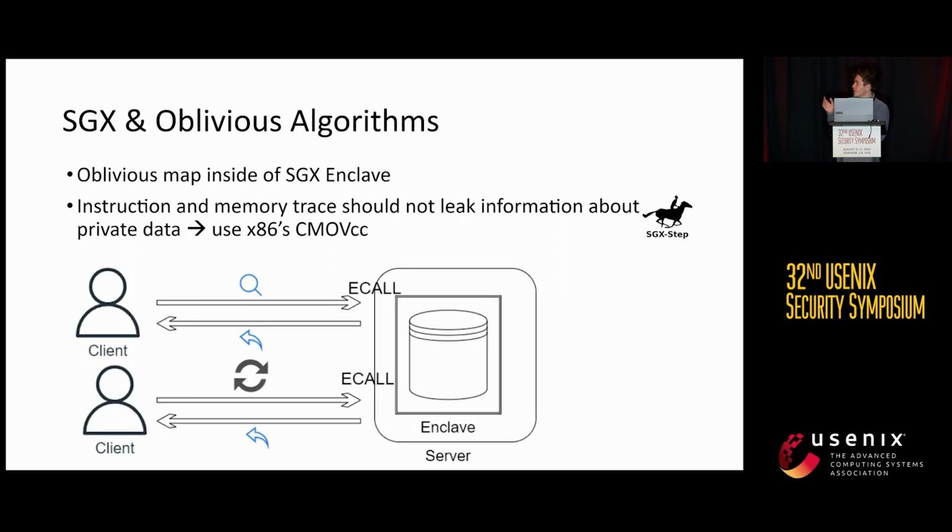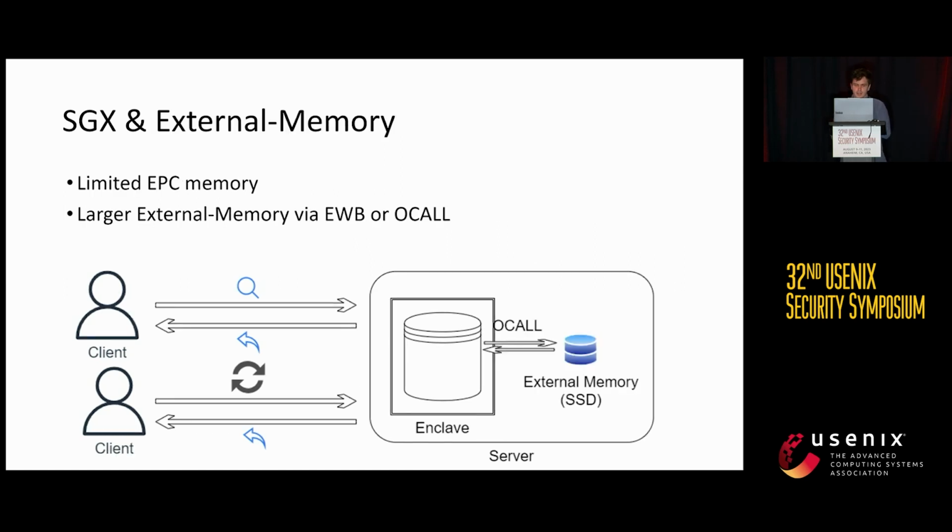We are going to be running everything inside of an SGX enclave, so the oblivious map is inside of an SGX enclave, and just like we explained before, the instruction memory trace should not leak information about the private data. This means that we cannot have conditional branches based on private data, and we're going to heavily rely on the CMOV instruction.